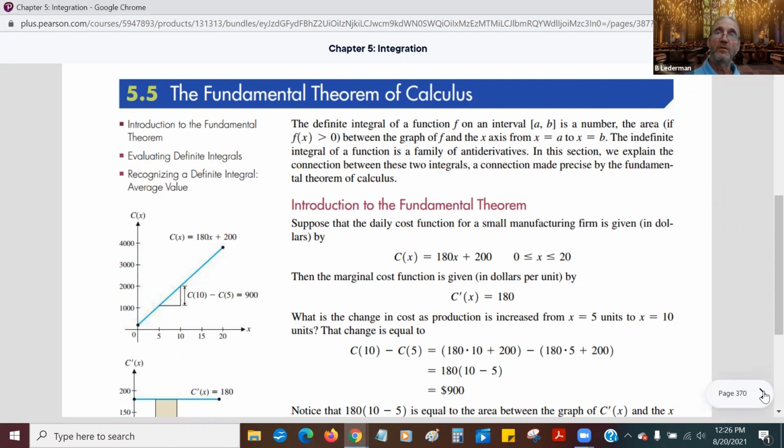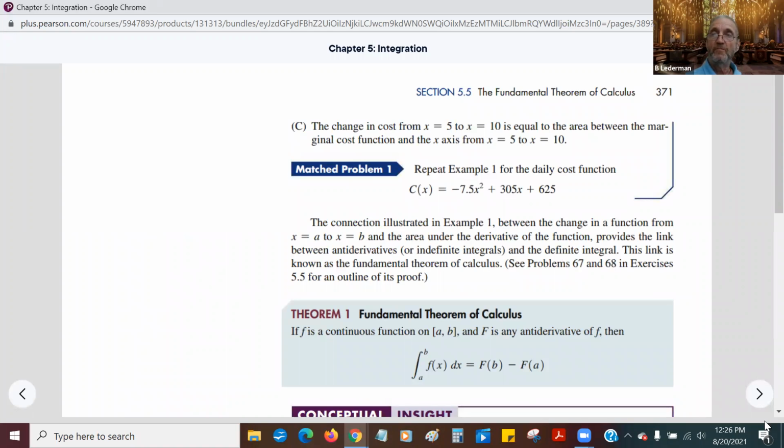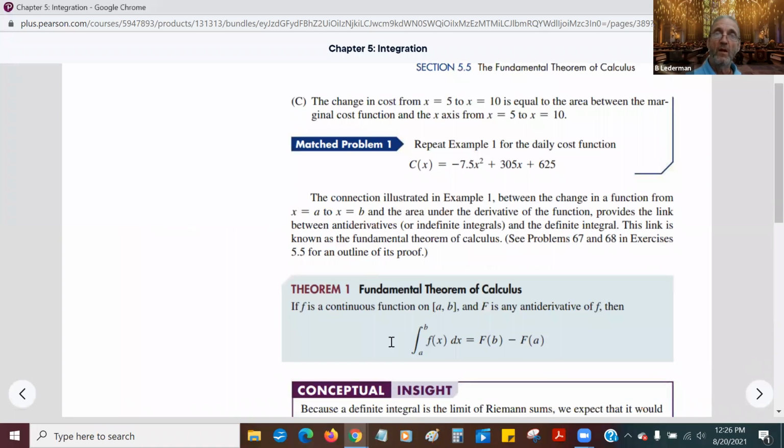So here we go, the fundamental theorem of calculus. If f is a continuous function on an interval [a, b], and capital F is any antiderivative of f, then the integral from a to b of f(x) dx, which is the definite integral, the area under the curve y = f(x) from x = a to x = b, is equal to capital F of b minus capital F of a. Which means if I have a definite integral, all I have to do is find the antiderivative of the function inside, plug in the b number, plug in the a number, and subtract. That is incredible.